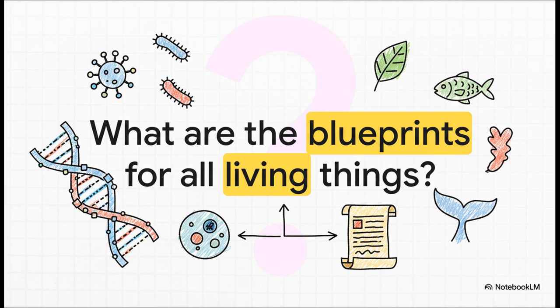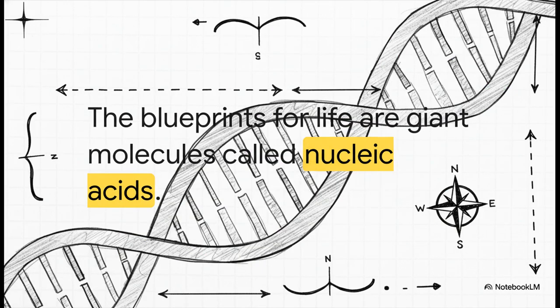When you look at anything alive, from a tiny little virus all the way up to a giant whale, what is actually holding the instructions to build it? What is that master plan? Well, it all comes down to these giant molecules called nucleic acids. Now, I know that sounds kind of complex, but trust me, this is the fundamental chemical basis for pretty much every living thing we've ever found. It's the core of it all.